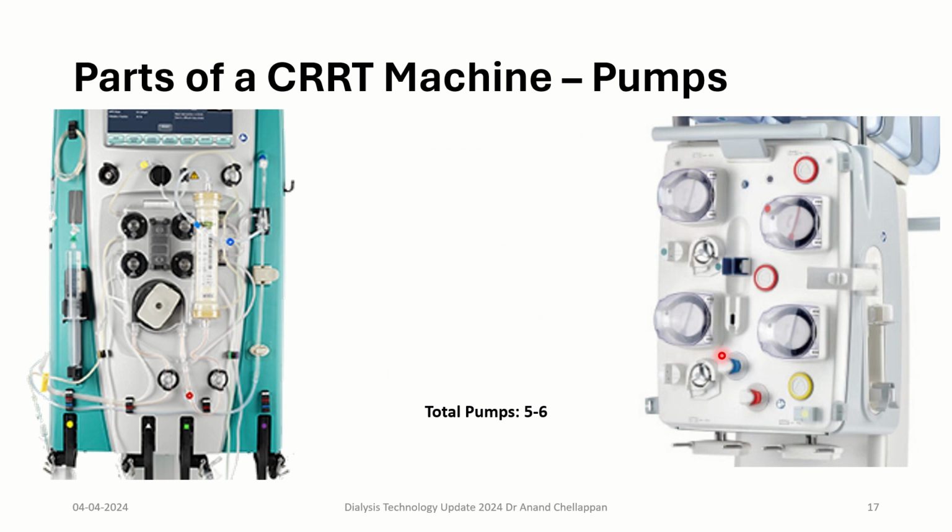Now let us examine the pumps in the CRRT machines. Different CRRT machines have different numbers of pumps to achieve the purpose and to give the various forms of therapy, that is CVVHD, CVVHF, CVVHDF and SCUF. So let us just check the basic pumps.